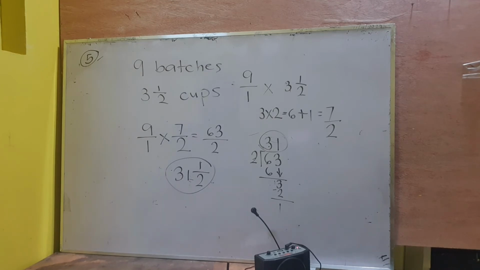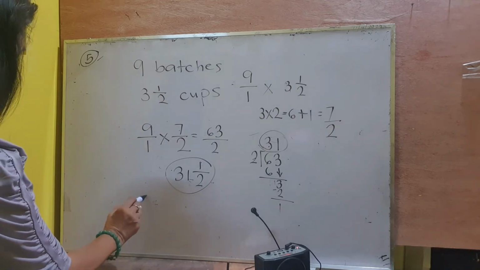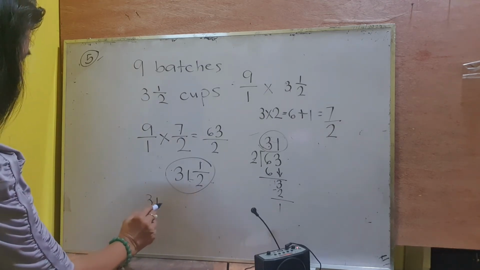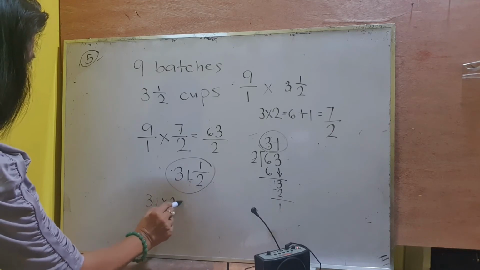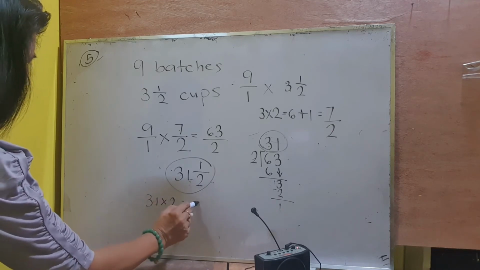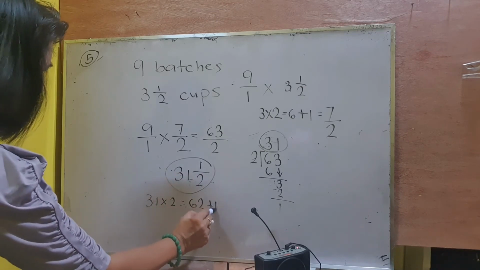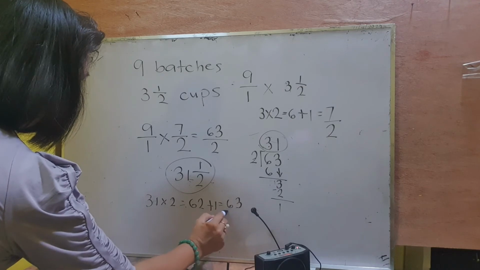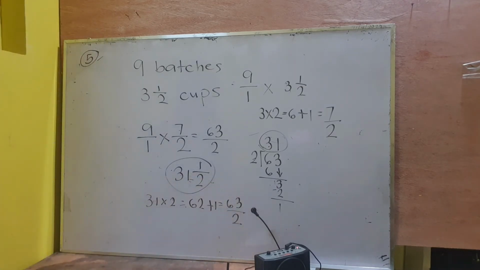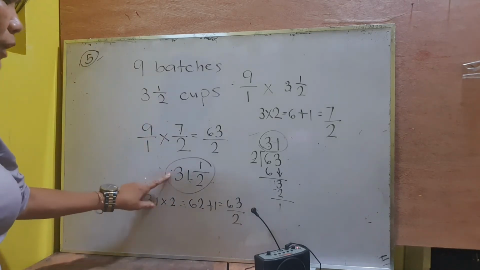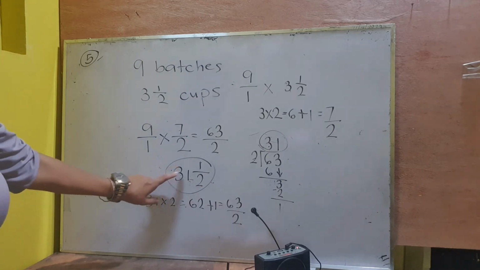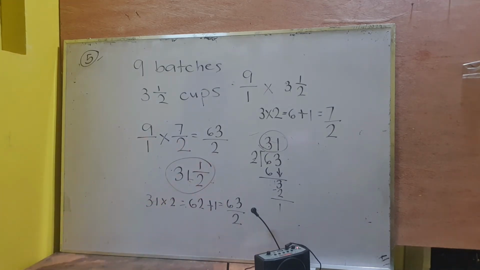Okay? So, paano natin i-check yun? Okay, so tingnan natin. Excuse me. So, ngayon ito ngayon natin, ha? So, 31 times 2, okay, times 2 is equals to 2 times 1 is 2, 3 times 2 is 6, okay, plus 1. Plus 1 is equals to 63/2. Ayun, no, 63/2, okay? So, ibig sabihin, tama yung ginawa natin. So, for your problem number 2, ang sagot ninyo would be 31 1/2 cups. Okay? Next.